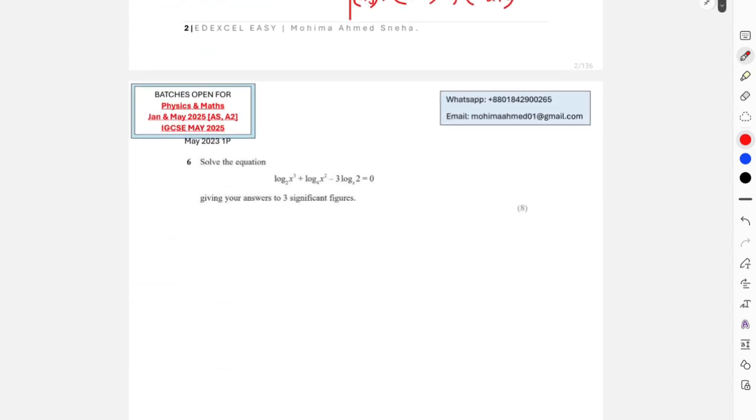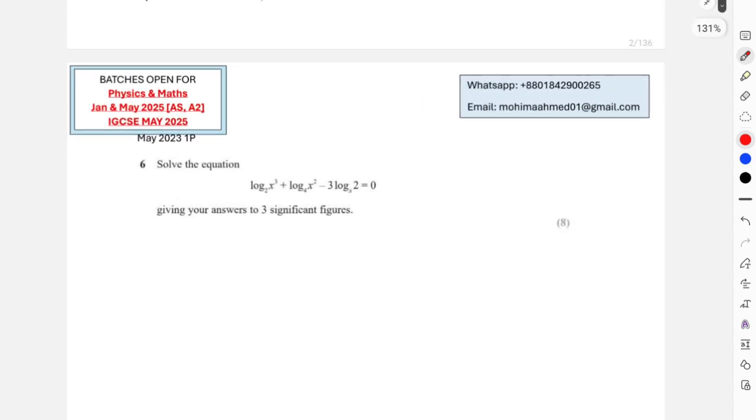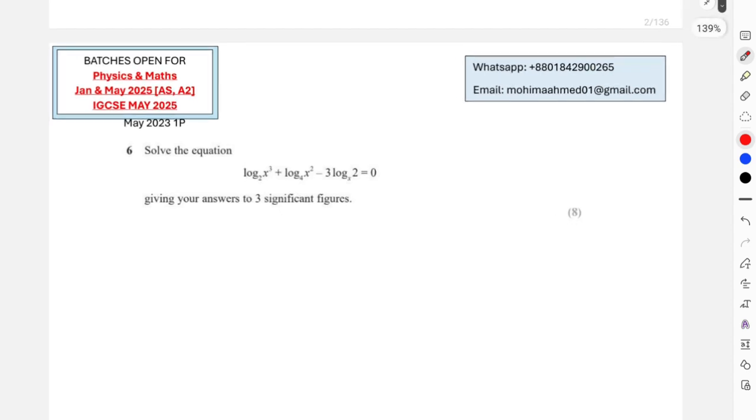The next question was not entirely about simultaneous equations, but this was about logs, so I thought of solving it. It might come across in your exams also, because this type of logs question was not actually asked in the recent question papers, so they might ask you this type of question. Over here, solve the equation, this one, and give your answer to 3 significant figures.